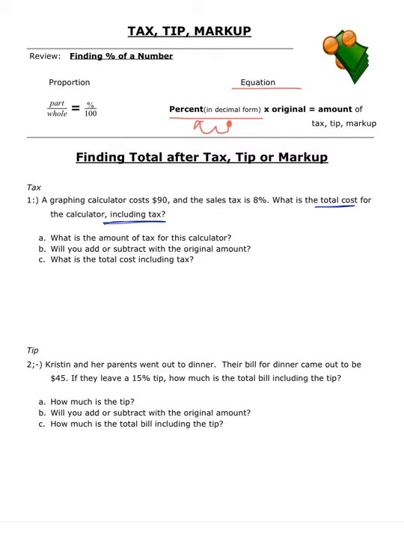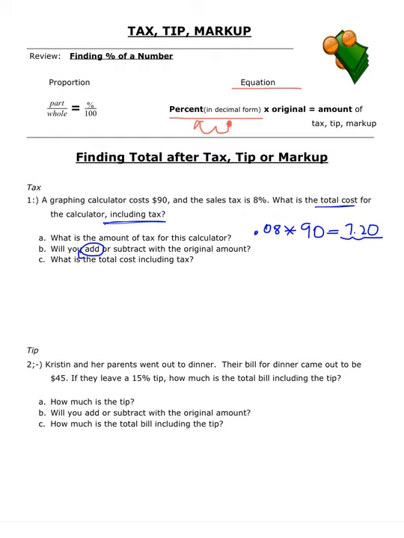Part A, what is the amount of tax for this calculator? As we did yesterday, if we use the equation setup, it's the percent in decimal form, so that would be 0.08 times the original of $90. And when we did this yesterday, we got $7.20. That was your tax amount. Now, will you add or subtract with the original? Tax is the additional money that's added onto your total, so we're going to add.